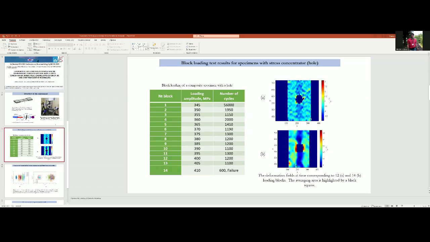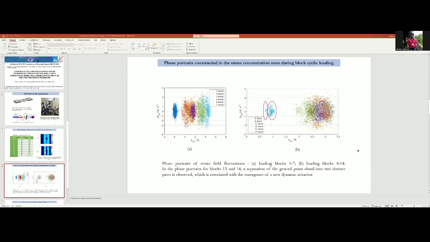And here in the black rectangle, you can see the place we analyzed for the phase portrait of damage accumulation. Here you can see the phase portrait, which was constructed for the stress concentration zone. And the DIC strain analysis revealed the critical failure transition. In the final stage, on the right side, you can see.